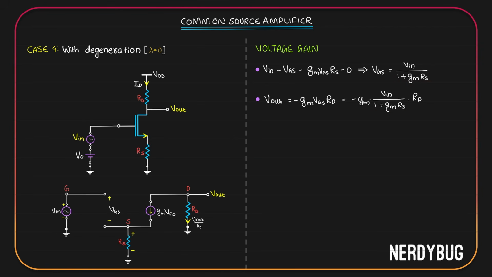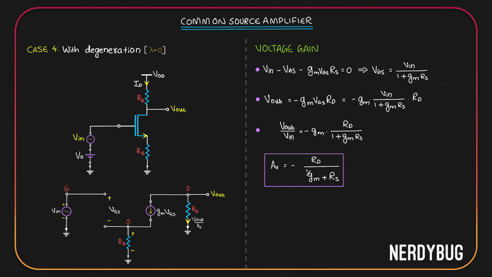That gives us this. What we have to find out is the voltage gain, which is V out divided by V in. From here we can easily write that. It is negative GM multiplied by RD divided by 1 plus GMRS. Let us divide the numerator and the denominator with GM. Then we can write the equation like this: negative RD divided by 1 by GM plus RS. This is the voltage gain. Let's put it in a box.